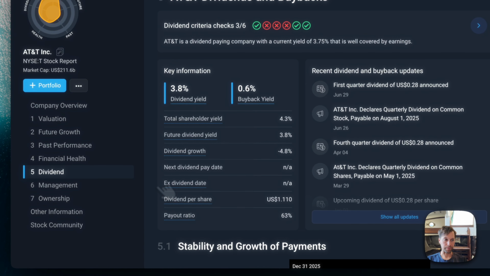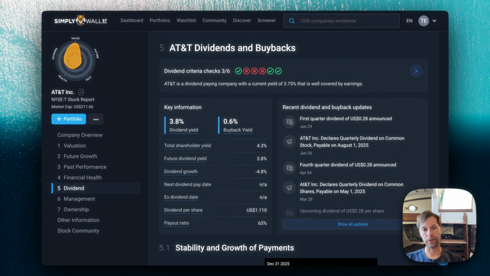So I've gone back to the top again. For all of the parts in this report, Simply Wall Street has 6 checks, and those checks are meant to be independent, and they're meant to all add up to looking at all these different factors. So 6 out of 6 would be this company is passing all of the dividend checks, and 0 out of 6 would be it's not passing any of them. So AT&T, you can see 3 out of 6, and I'll quickly run through those checks because we're going to use this later when we're screening in the Snowflake.